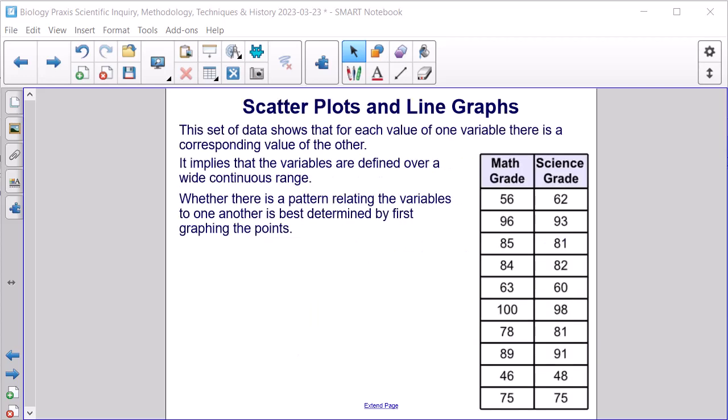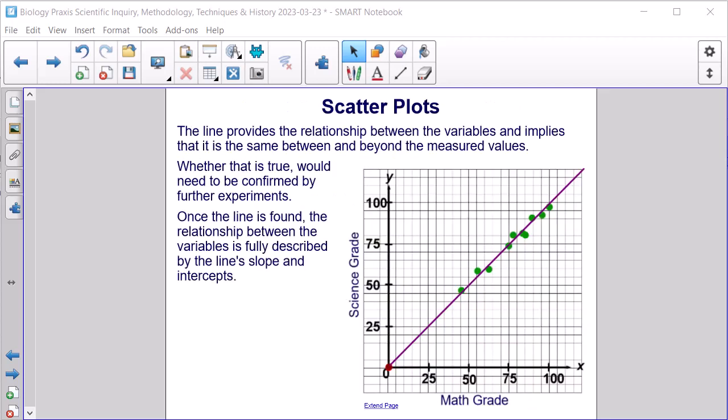Scatter plots and line graphs. This set of data shows that for each value of one variable, there is a corresponding value of the other. For every math grade, there is also a science grade. It implies that the variables are defined over a wide continuous range. Whether there is a pattern relating the variables to one another is best determined by first graphing the points. The line provides the relationship between the variables and implies that it is the same between and beyond the measured values.